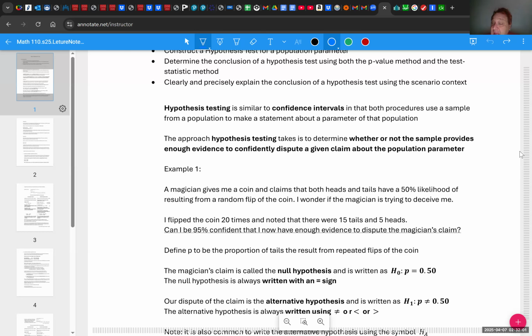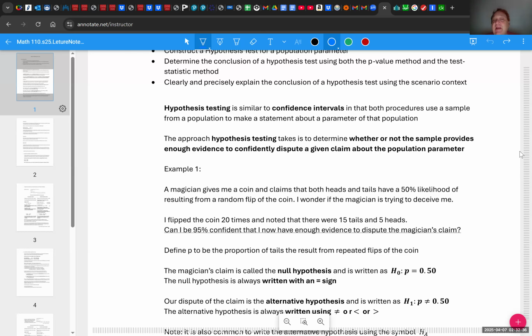This idea of hypothesis testing is to determine whether or not our sample provides enough evidence to confidently dispute a given claim about a population parameter. So if I read that backwards, there's going to be a given claim about a population parameter. We're going to see if we can confidently dispute that claim. So there's only two options. We can confidently dispute that claim, or we cannot confidently dispute the claim. I'm confident I can dispute the claim, or I'm not confident I can dispute the claim.